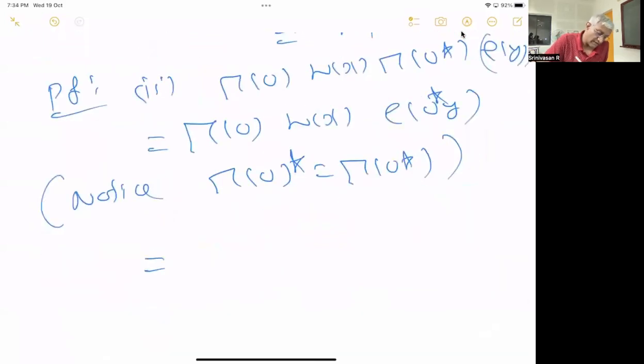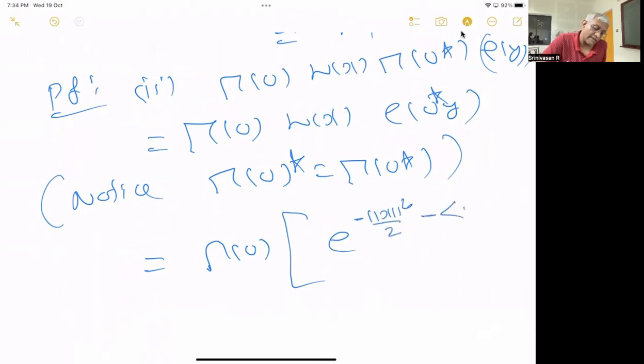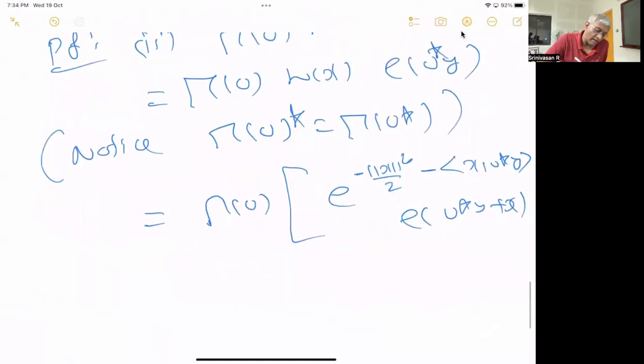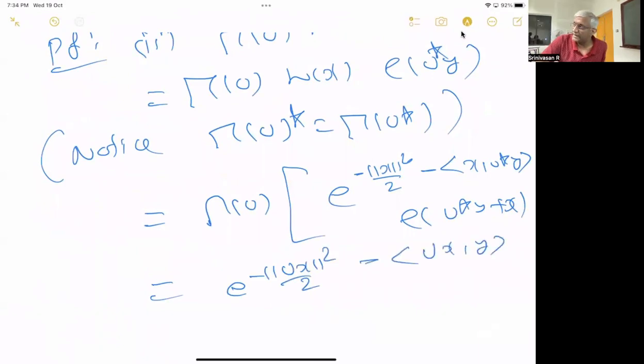Now that is equal to gamma of u acting on the product: e power minus norm x squared by 2, minus the inner product of x and u star y, times e of u star y plus x. Now you apply gamma of u. Whatever you have initially is just a constant, just a number, which is e power minus norm of ux squared by 2 because u is unitary. So you can put norm ux squared by 2 if you want. And then u star you can bring here: the inner product of ux and y. Then e of u star y plus u x. I'm just applying gamma of u inside.